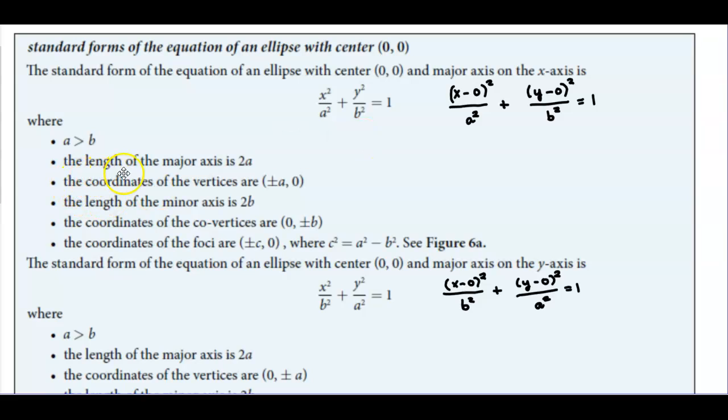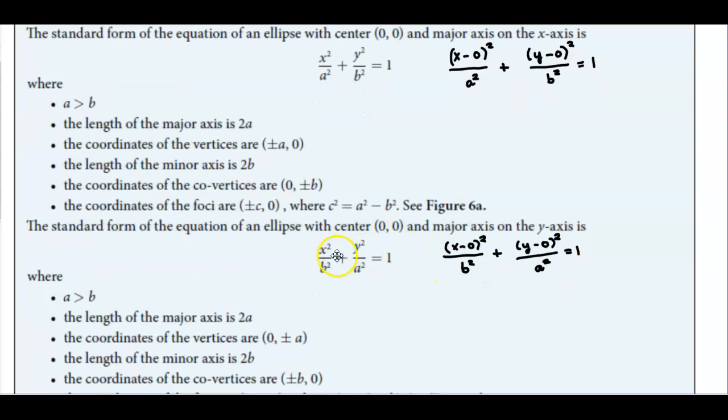Now, we also know that the length of the major axis is going to be 2a. We know the coordinates of the vertices are plus or minus a, 0. The length of the minor axis is 2b. The coordinates of the co-vertices are 0, plus or minus b. The coordinates of the foci are plus or minus c, 0, where c squared is equal to a squared minus b squared.